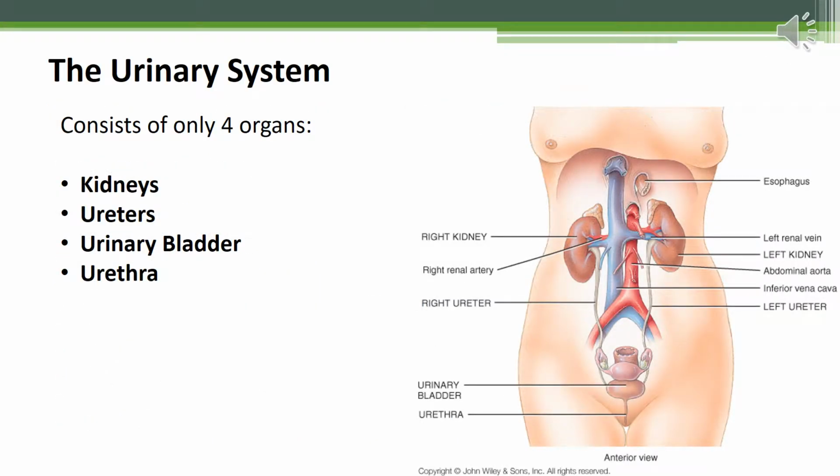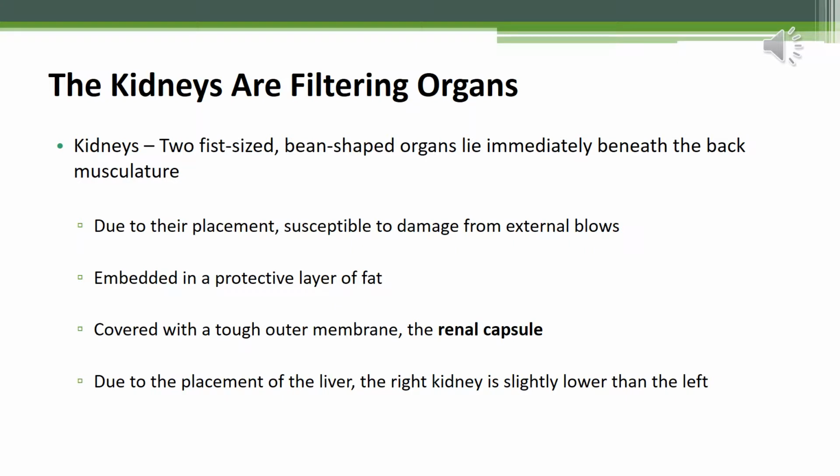The urinary system consists of only 4 types of organs, and these are the 2 kidneys, the 2 ureters connected to each kidney, the urinary bladder, and the urethra. And these are all shown at right. Now we're going to go into more detail about each of the organs of the urinary system. We'll start with the kidneys, which are the filtering organs of the system.